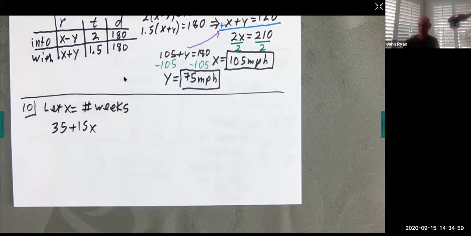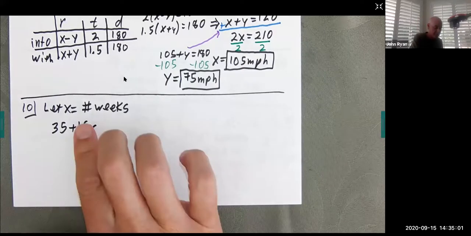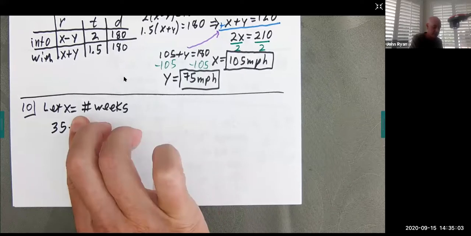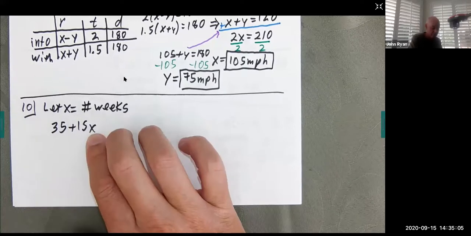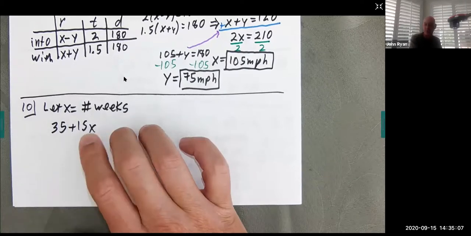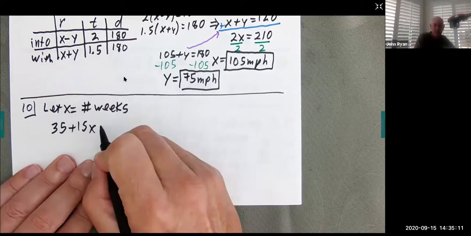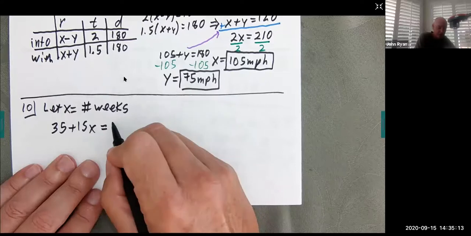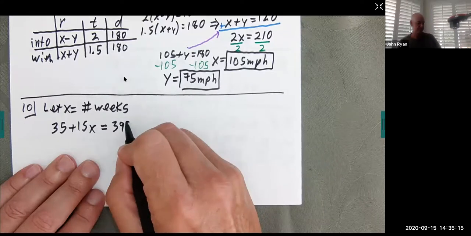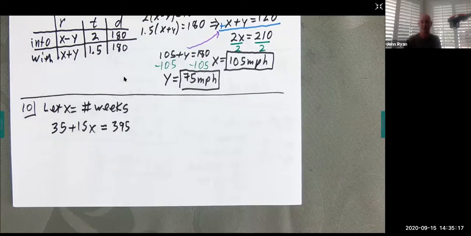So this expression represents, now, if it goes 0 weeks, Scott only has the $35. But every week, 1, 2, 3, 4, 5, that's how much more money he's earning. And his goal is to buy the bicycle, so he wants to total $395. There's the equation. That's always the hardest part of word problems, is getting to the equation, or equations, in the case of the previous one. So I'm going to go ahead and solve this.